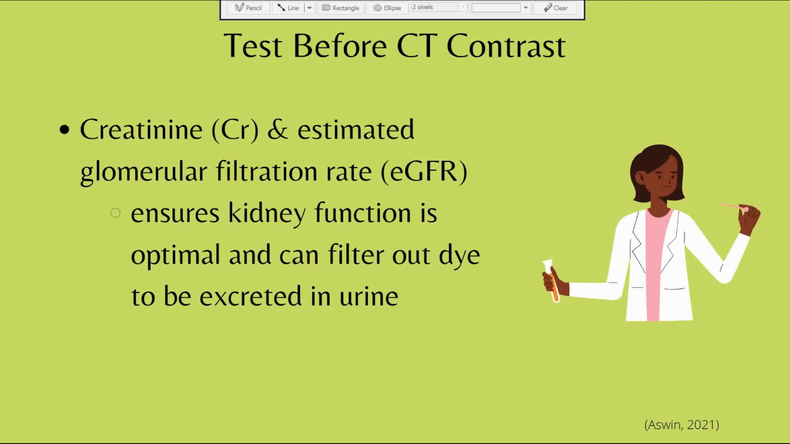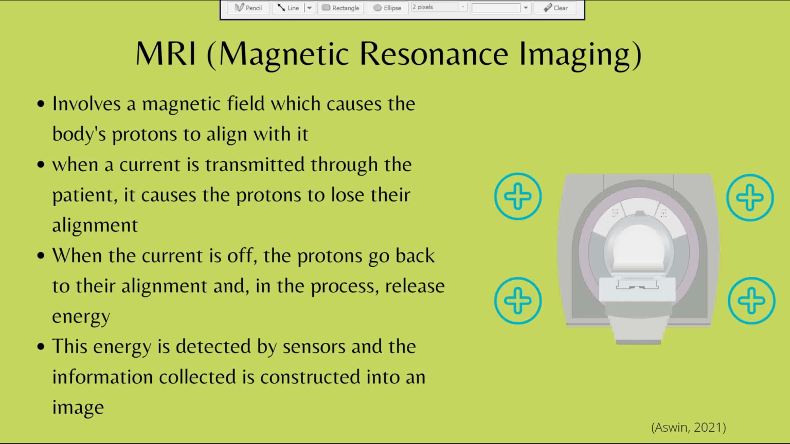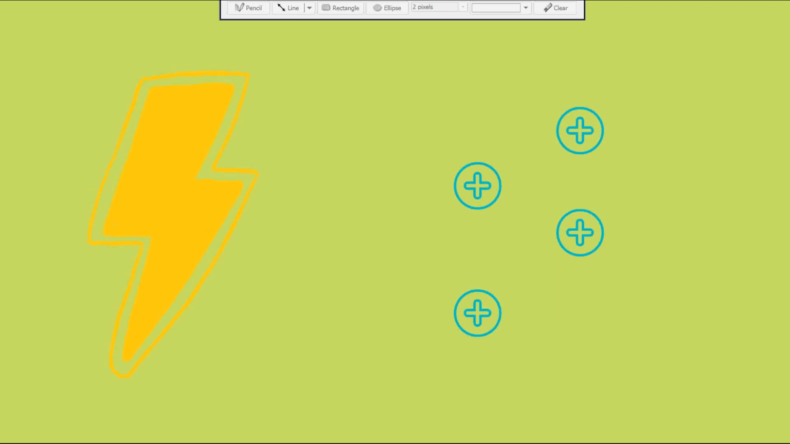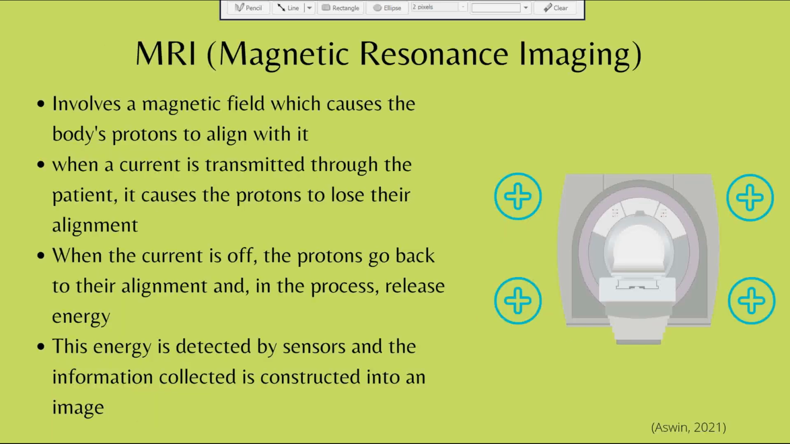The last modality we'll talk about is MRIs. This is a magnetic field that causes the body's protons to align with it. When a current is transmitted through the patient, it causes the protons to lose their alignment. When the current is off, the protons go back to their alignment and in the process release energy. This energy is detected by sensors and the information collected is constructed into an image.